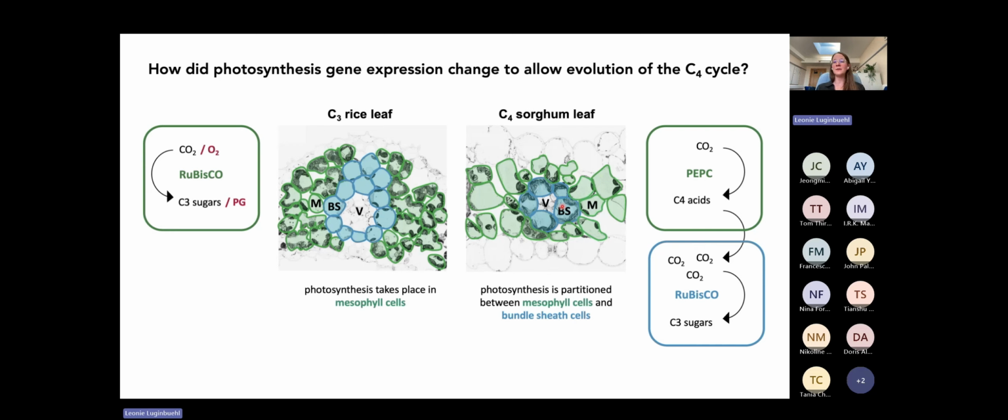And this is what we try to understand in this collaborative project with the Salk Institute. In particular, how did photosynthesis gene expression change in these different cell types to allow the evolution of the C4 pathway? And so we did this work in rice and in sorghum to compare what happens in a C3 and in a C4 leaf. And I want to just show you two of the main findings from this work and talk a little bit about the significance of these findings.